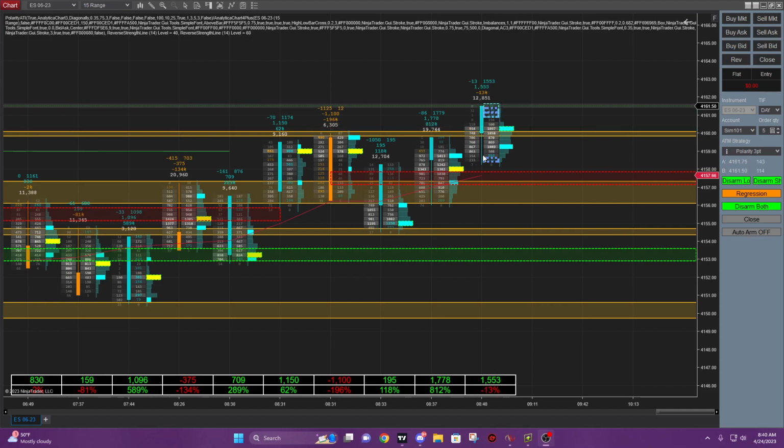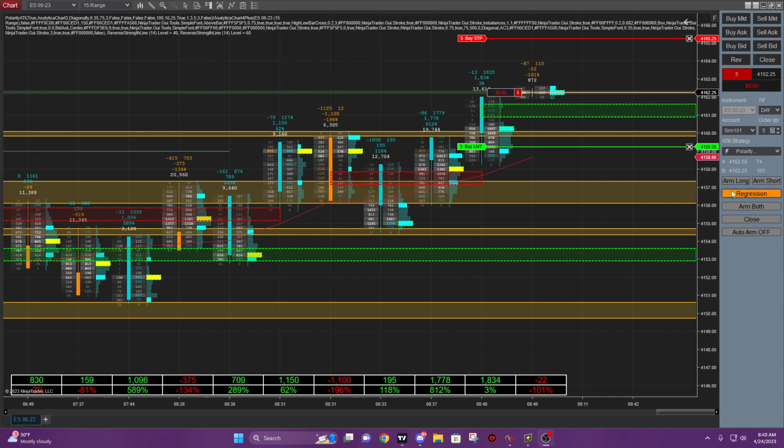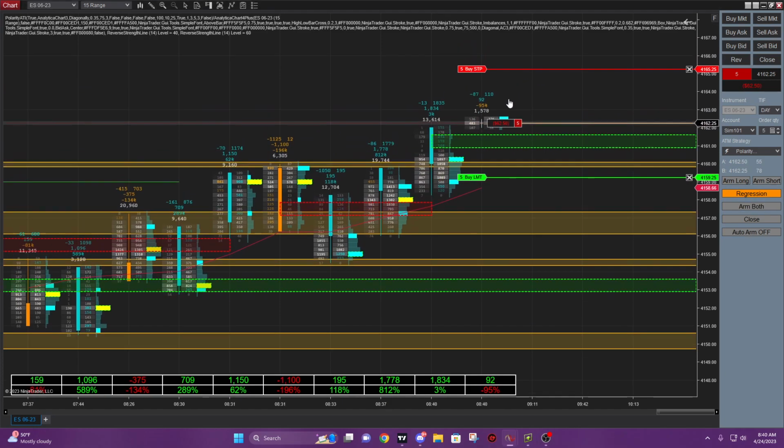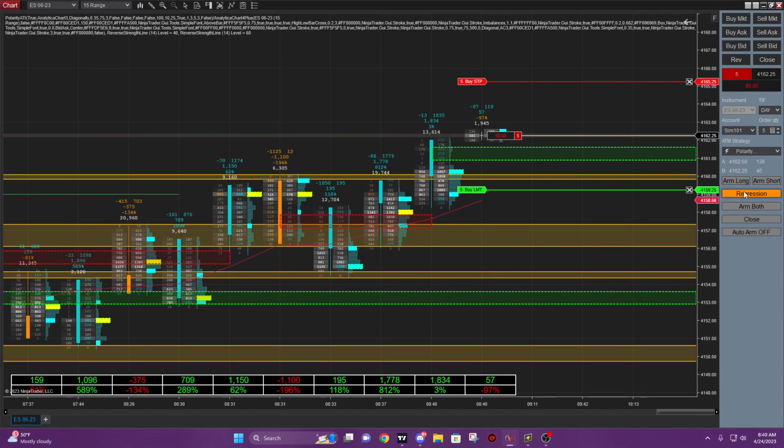So notice how he came down right into this point of control, filled. So, okay, that was a big move up. If we get stopped out here, we're obviously going to switch it to trend mode. We're going to have to see how this deviated zone acts. If we push right down through, hit our take profit, regression's still going to be in play.